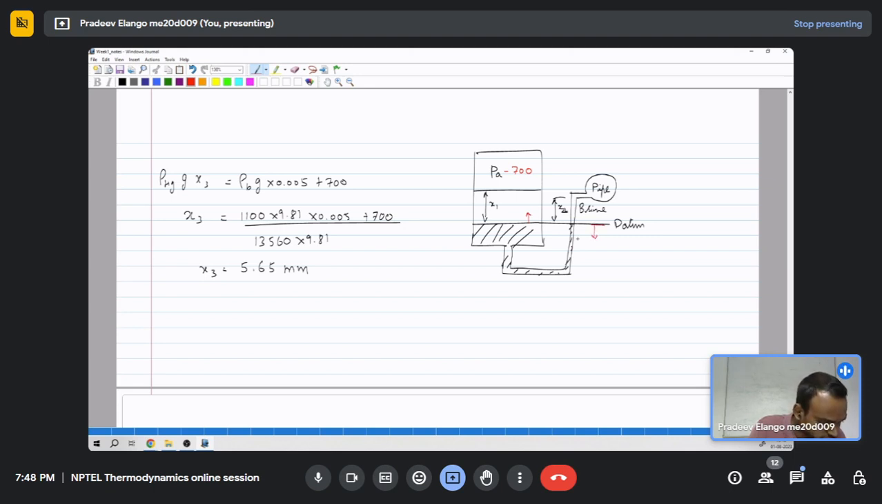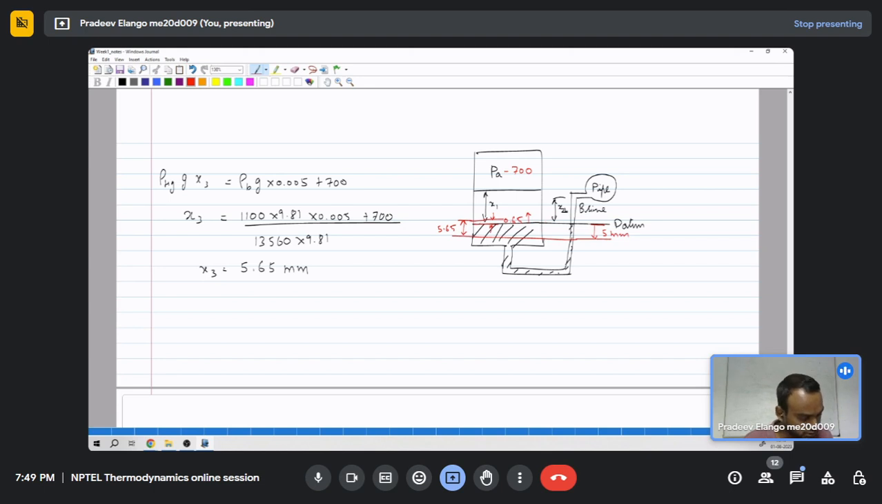When compared to this, it has gone down by 5 mm, and we say this is the datum for the second case, right? And now we saw the mercury height is 5.65 mm. So earlier it was here, now the new level is here, and this difference is 5.65 mm, and that means when compared to the previous datum, we have increased by 0.65 mm, right? Because we have moved the datum also.